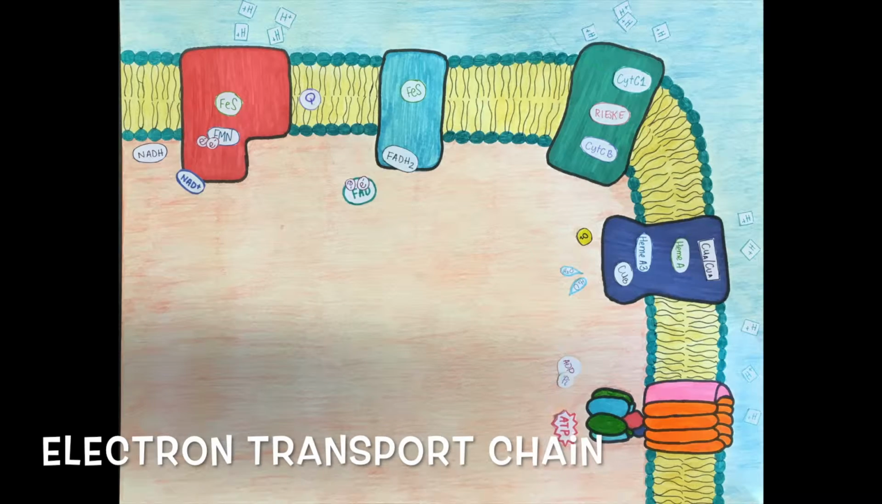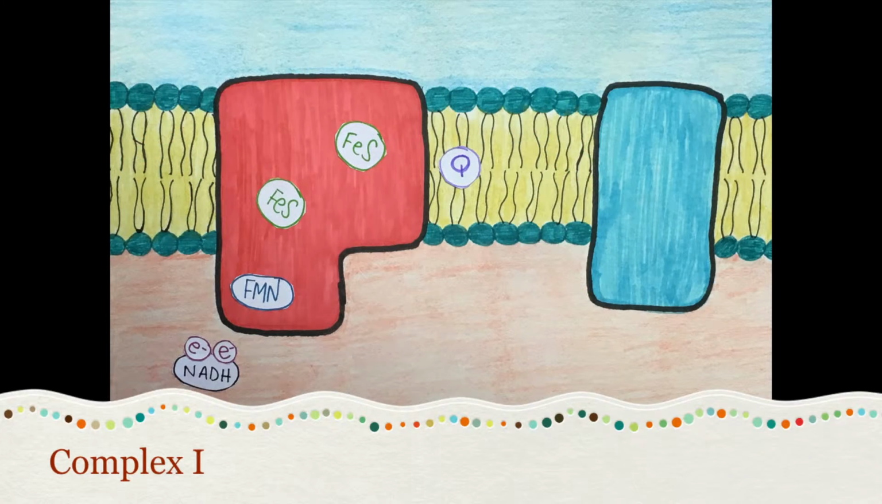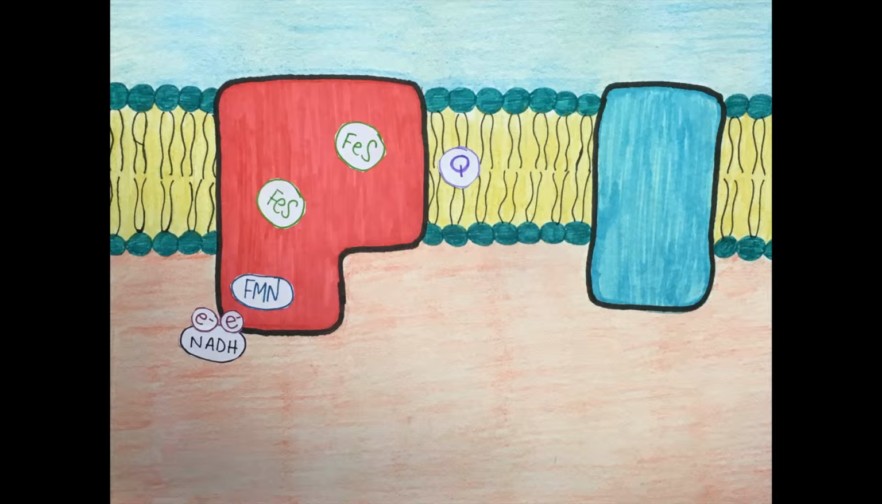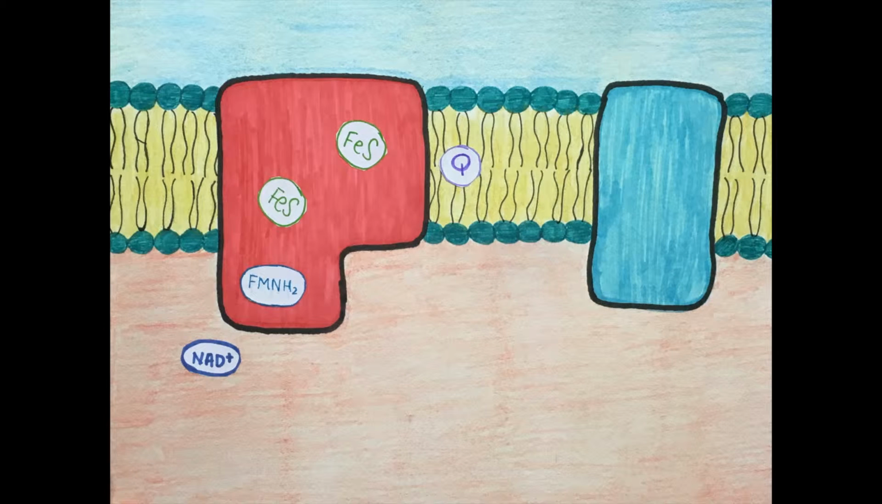The electron transport chain begins with complex 1, also known as NADH dehydrogenase. It is a large protein complex found on the inner membrane of the mitochondria. It accepts high-energy electrons from NADH molecules. The NADH molecule donates the 2 electrons onto an acceptor group called flavin mononucleotide, otherwise known as FMN, which is then reduced to FMNH2. Through oxidation-reduction reactions, the electrons move along a series of iron-sulfur groups.